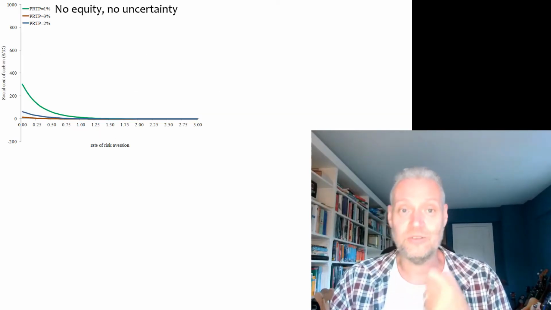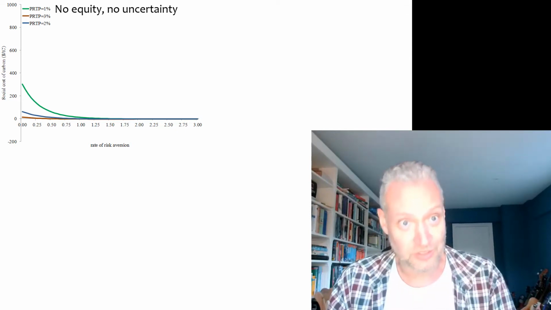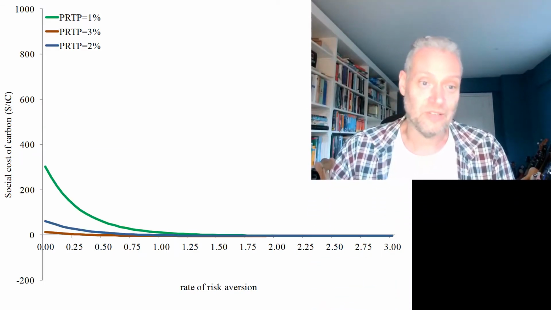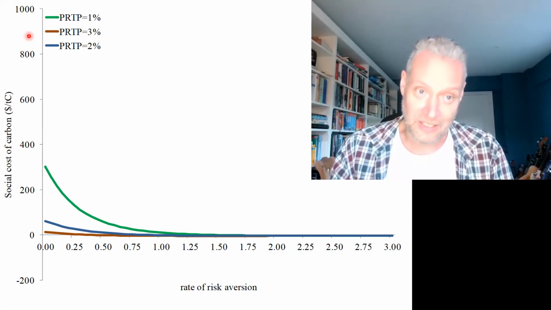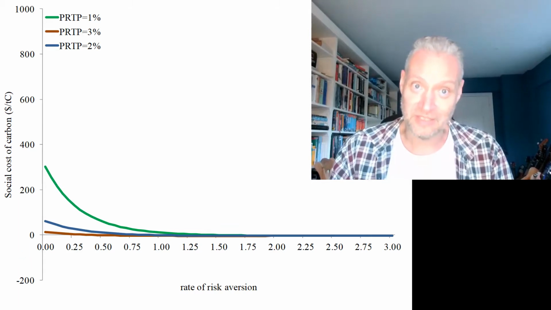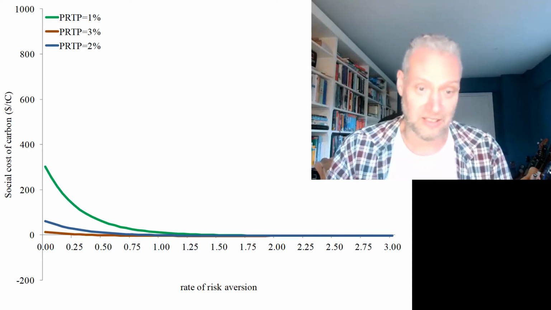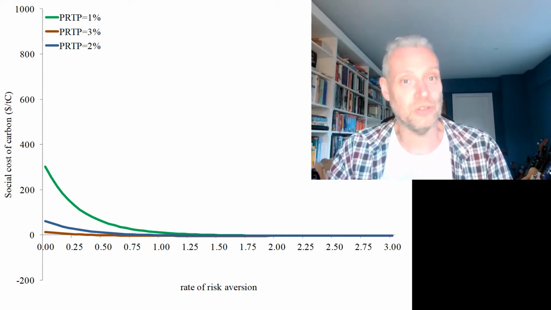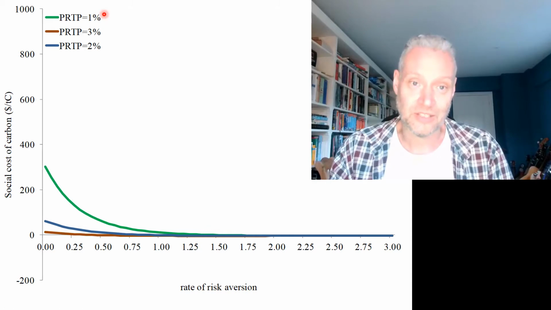I'm going to start talking about the discount rate. I'm going to ignore equity and I'm going to ignore uncertainty for the moment. And I'm going to show this graph, four versions of this graph. So let's look a little bit closer and see what is going on here. On the vertical axis, we have the social cost of carbon, the intensity of climate policy, the tax that we would want to impose on greenhouse gas emissions. And on the horizontal axis, we have the curvature of the utility function. I call that here the rate of risk aversion. And then we have three alternative pure rates of time preference, 1%, 2%, and 3%.